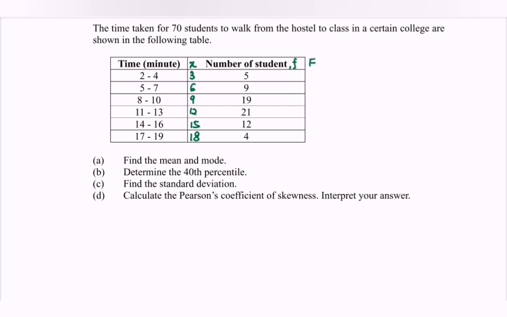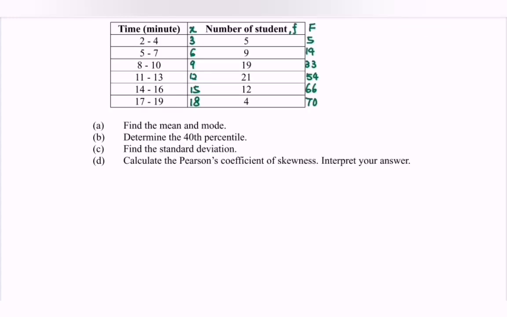Then we have to find the capital F, which is the cumulative frequency. Then we have 5, 14, 33, 54, 66, and then 70. So kindly refer to the questions. A, find the mean and the mode. B, we have the 40th percentile, standard deviation, and the Pearson coefficient of skewness. Meaning that what we have to do is to find the fx.